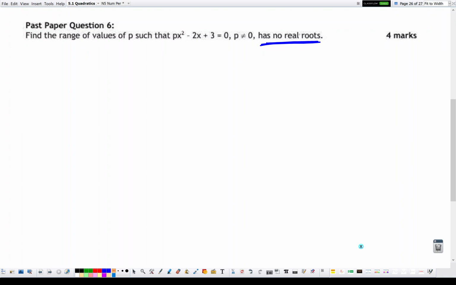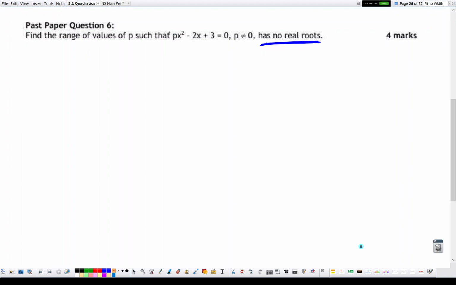Okay, so this is not the same as what we did as our starter in the last lesson. We were just finding what the discriminant was and then stating the nature of the roots and then drawing a graph. We already know the nature of the roots in this case, but what we don't know is one of our values of a, b and c. We don't know our value of a. That could be a 1, that could be a 2, that could be a -4. We don't know what that value of p is.